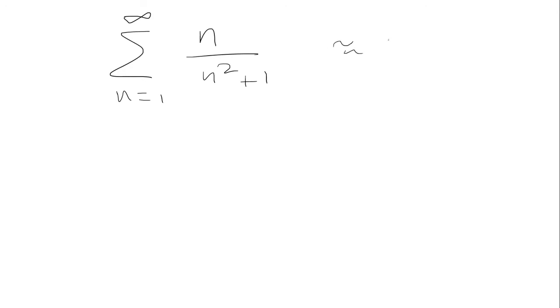We want to use a limit comparison test to show that the series converges or diverges. So let's start with the sum from n equals 1 to infinity of n over n squared plus 1. If I was to approximate this for large n values, this is basically n over n squared, which is 1 over n. So 1 over n will be a very good candidate to compare it to my original series.